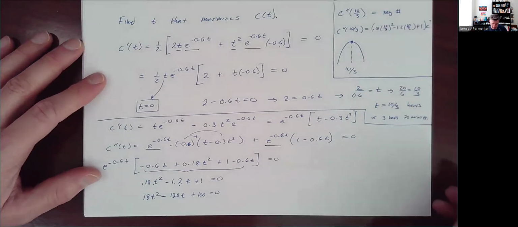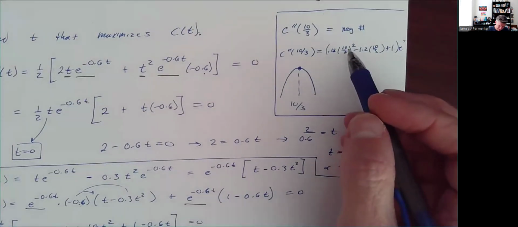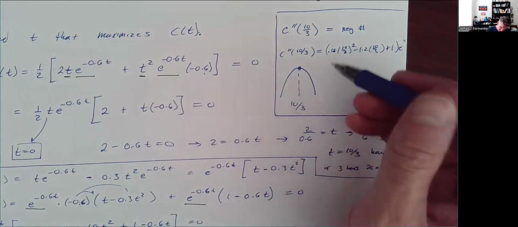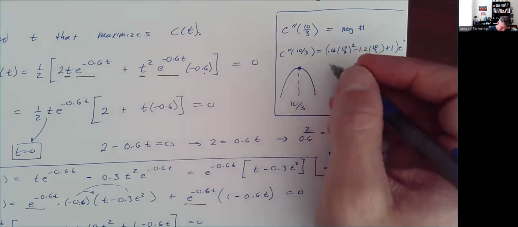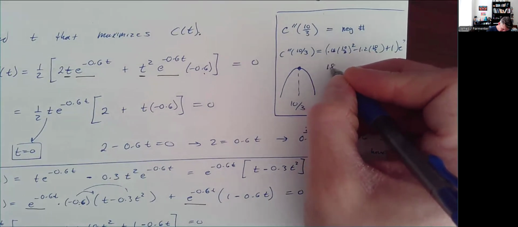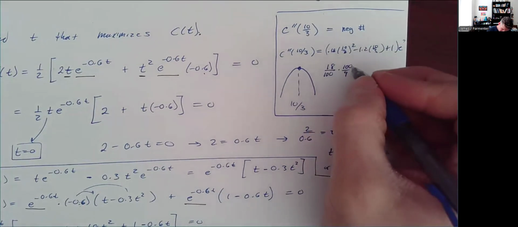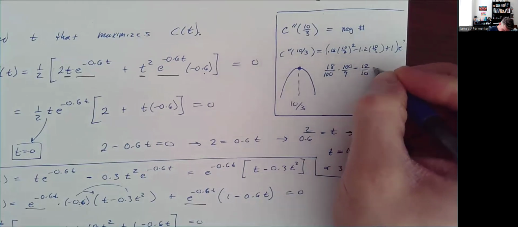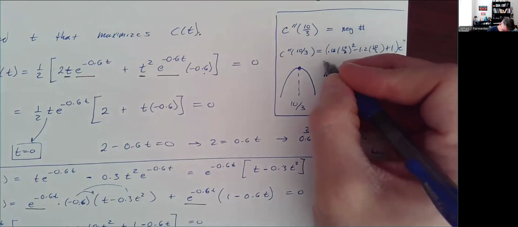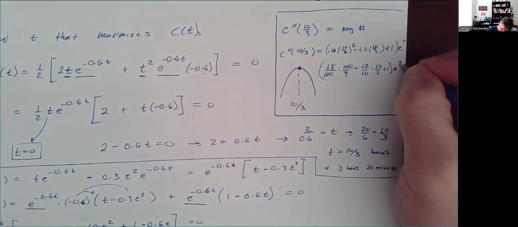But e to the anything is always positive. So zooming in here for a second, sorry, this looks a little bit heinous. I feel like you need to calculate this really. Yeah, this is gross. So 0.18 is 18 over 100 times 10/3 squared, which is 100 over 9, minus 1.2 is 12 over 10 times 10/3 plus 1, all times e to the something. E to the, we don't care.